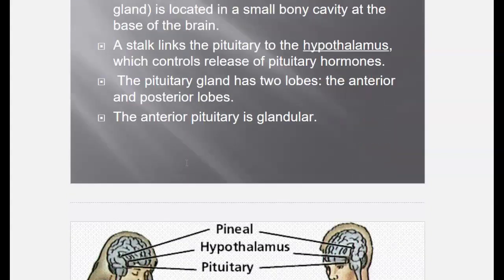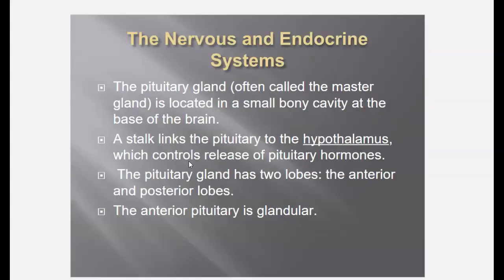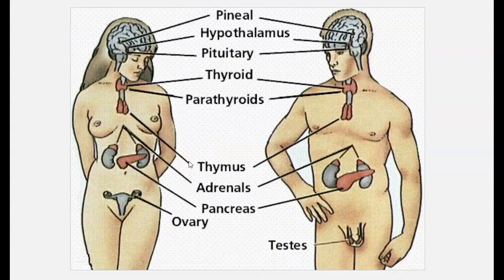The posterior is not. The posterior is neural. And it does not, I mean, I'm telling you, it does not produce any hormones. It stores just two, oxytocin and antidiuretic hormone. They're produced in the hypothalamus. They travel down the axon of the neurons, and then they're stored in the synaptic knobs at the end in little vesicles. And when triggered, they'll release. So the posterior just releases hormones. The anterior manufactures and releases.